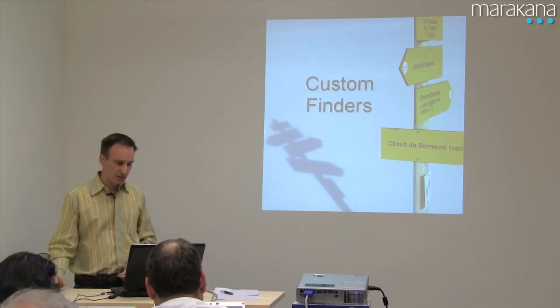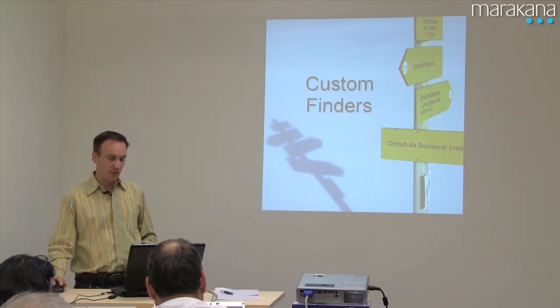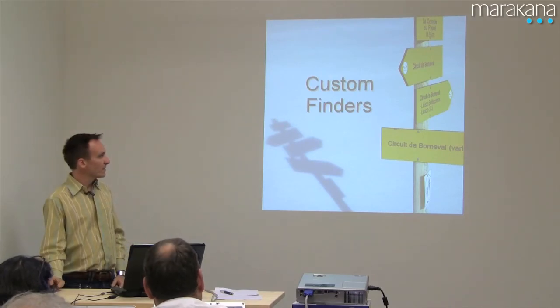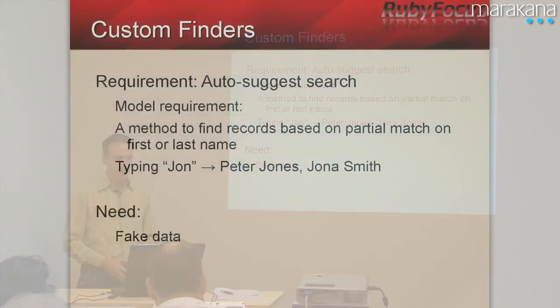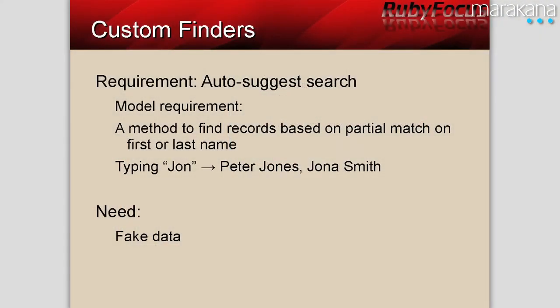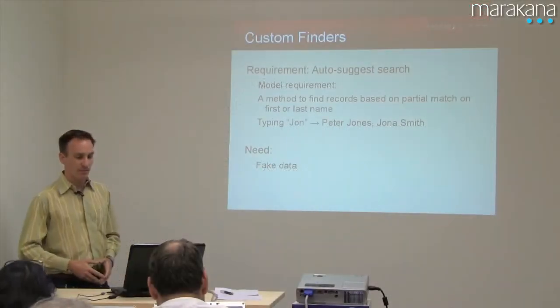Let's just go through a couple examples here. Here's our requirement. We want to implement an auto-suggest search. Now, remember, I'm not talking about the controller, JavaScript, jQuery or Ajax. That's all fluff. That's easy. What's hard is to do the right stuff in the model.